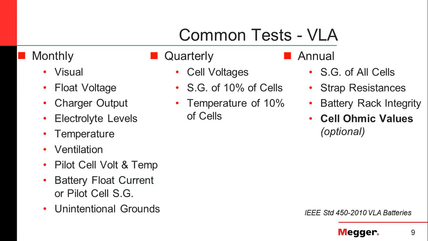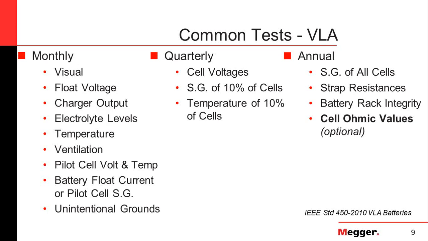Okay, some of the common tests. You have monthly, quarterly and annual tests, and this is specifically for the vented lead acid battery based on IEEE standard 450-2010. You'll see that on a monthly basis, you're going to be doing some of your voltage checks, charger output, specific gravity measurements on pilot cells and things of that nature, checking for grounds. Then you get into quarterly, where you're doing more cells with regards to temperature and specific gravity, and you're going to do all of your cell voltages. And then on an annual basis, you're doing the specific gravity of every cell, your strap resistances, and the battery rack integrity.